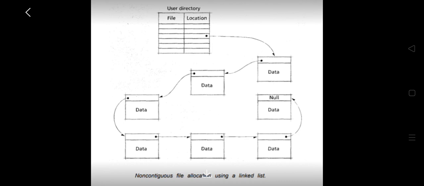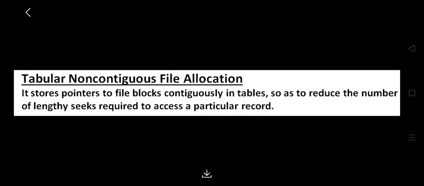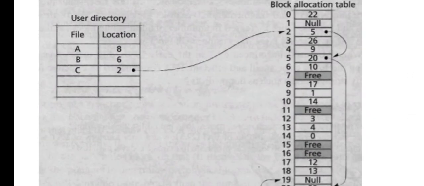Next technique under consideration is tabular non-contiguous file allocation. Now, tabular non-contiguous file allocation stores the pointers to the file blocks contiguously in tables, in order to reduce the number of lengthy seeks which are required to access a particular record. Now, in order to understand this, let's see a diagram.